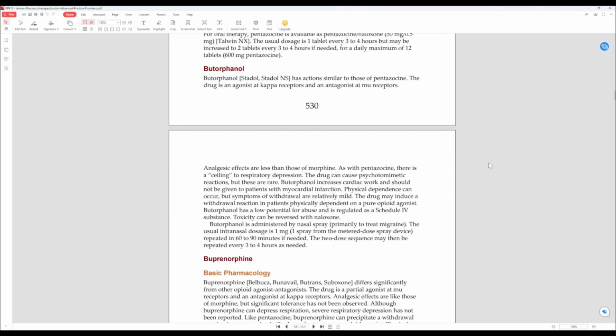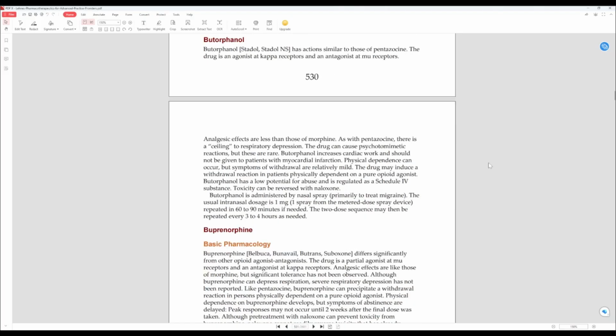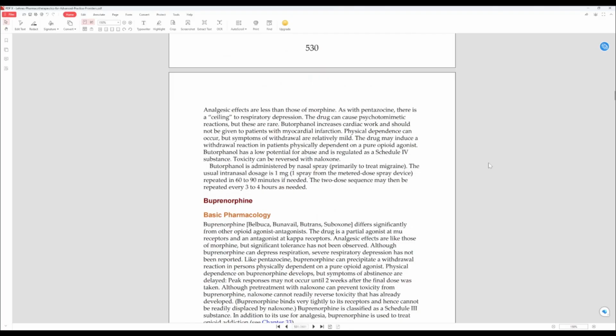Which brings us to the next medication. Butorphanol, also known as Stadol, has actions similar to those of pentazocine or Talvin. The drug is an agonist at kappa receptors and an antagonist at mu receptors. Its analgesic effects are less effective than that of morphine. As with Talvin, there is a ceiling to respiratory depression. Again, the drug can cause psychotomimetic reactions, but again, these are considered rare.